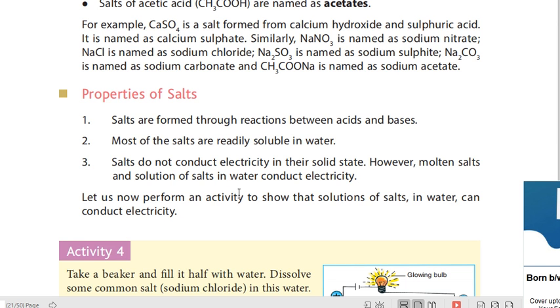Any salt will not conduct electricity in its solid form. To conduct electricity, the salt should be in a liquid or molten state. The salt should be in a liquid state or molten form, then only it will conduct electricity.